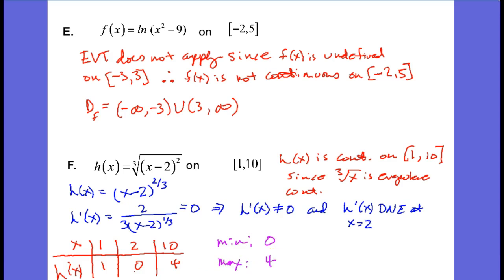And that concludes our investigation of the extreme value theorem.